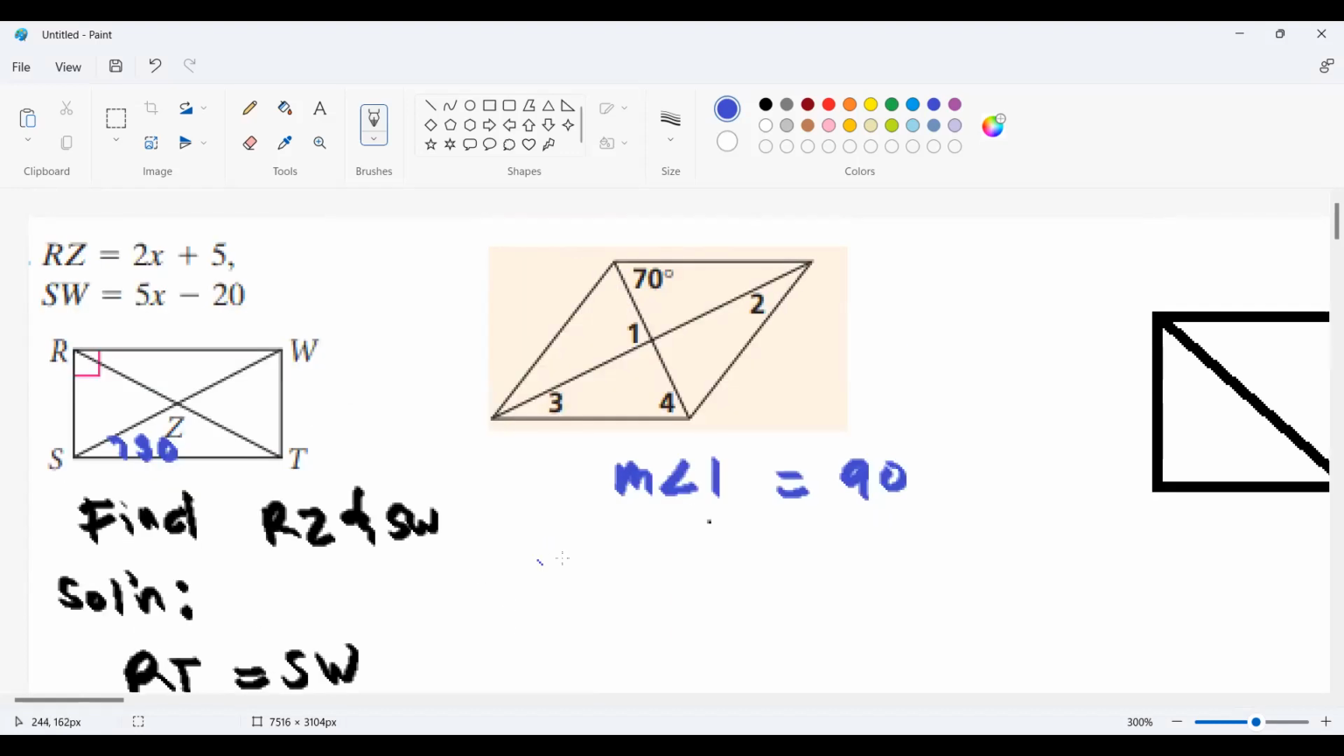How about the degree measure of angle 2? What do you think is the degree measure of angle 2?